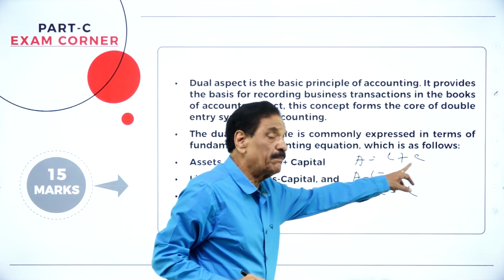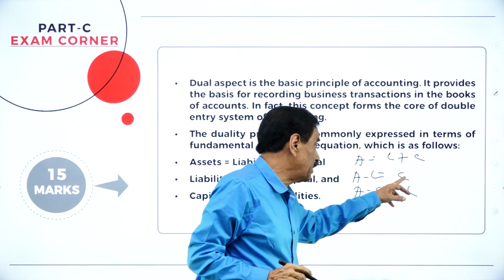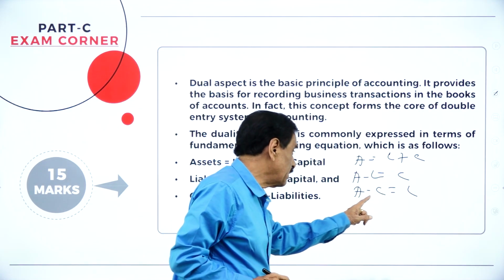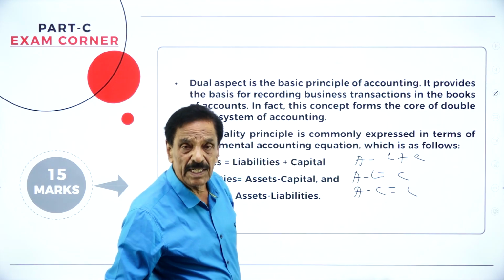So asset is equal to liability plus capital. Asset minus liability is equal to capital, or asset minus capital is equal to liability. We can interchange.